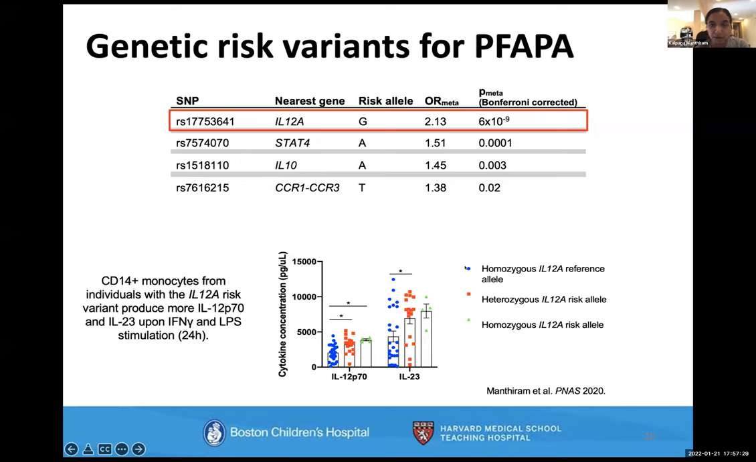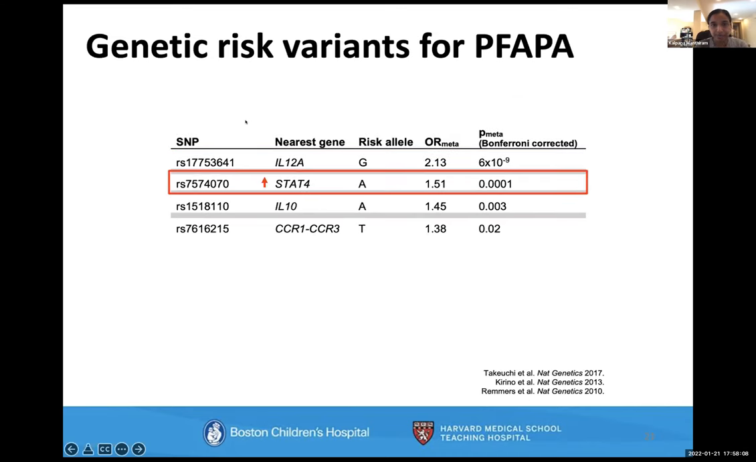Those who are homozygous for the reference allele, so they don't carry the risk variant, are in blue. Those with one copy of the risk variant are in red, and those with two copies of the risk variant are in green. We took their monocytes, stimulated them with interferon gamma and LPS, and measured the production of IL-12. We found that people who had even one or two copies of the risk variant produced significantly more IL-12 and also significantly more IL-23. So this mutation does appear to have an effect on IL-12 production.